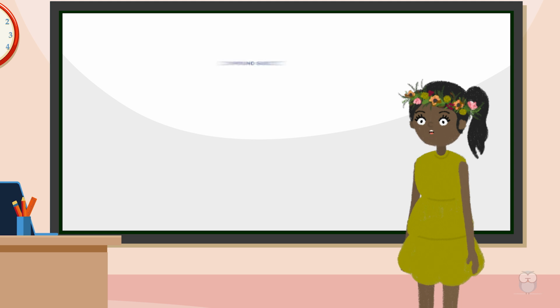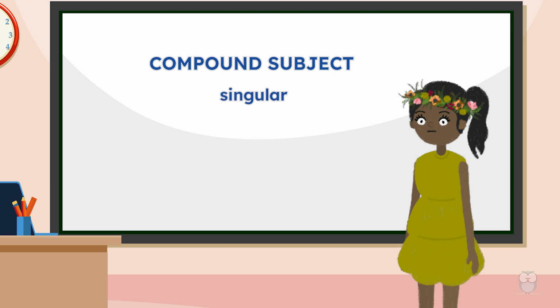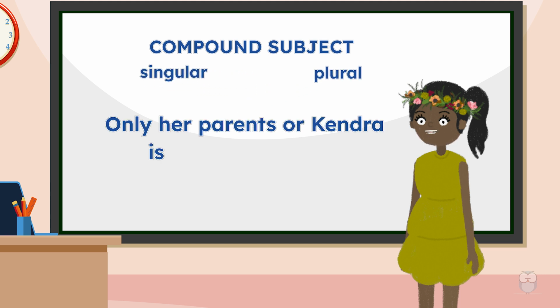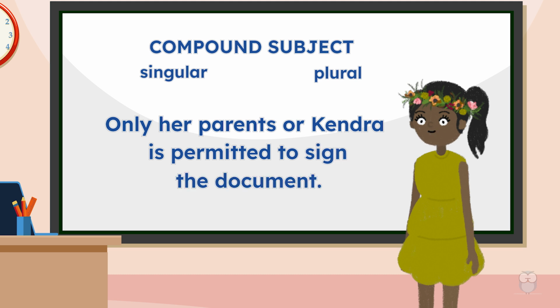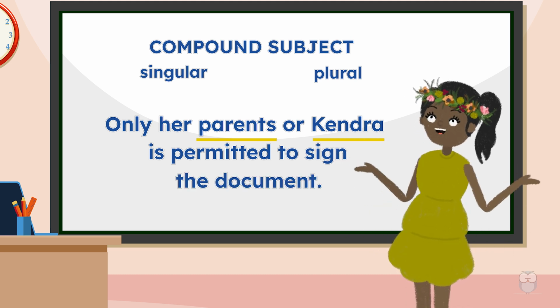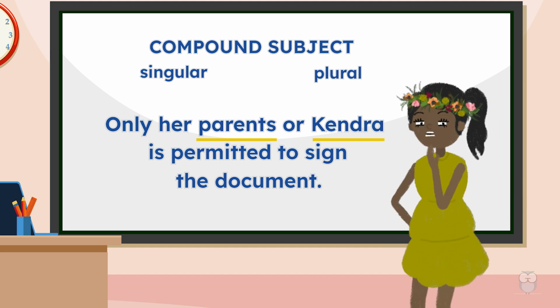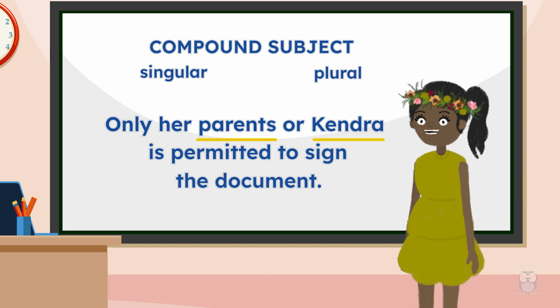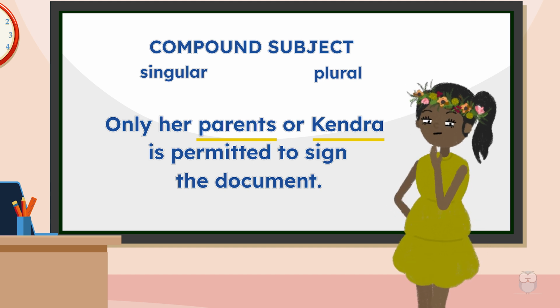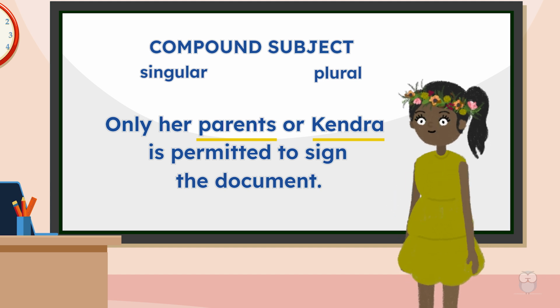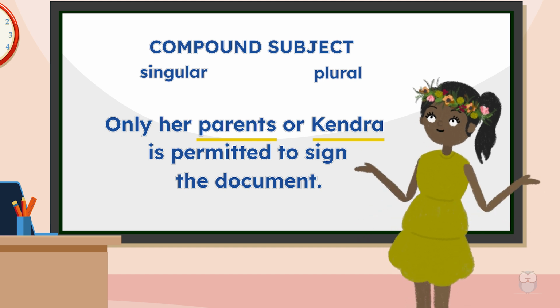What happens when you have a compound subject and one of the subjects is singular and the other subject is plural? For example, take the sentence, "Only her parents or Kendra is permitted to sign the document." Well, you know the word parents is plural, and you know the word Kendra is singular. Well, what do you do? How do you know whether to use a singular verb or a plural verb? Do we use the verb is or the verb are? It's got to agree with your subject, right? Which subject do you pick?